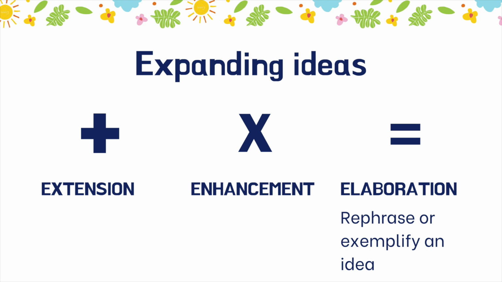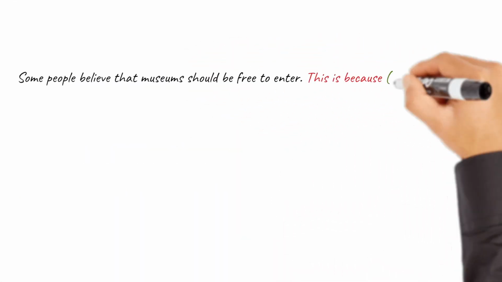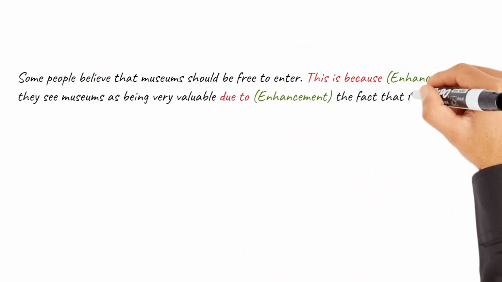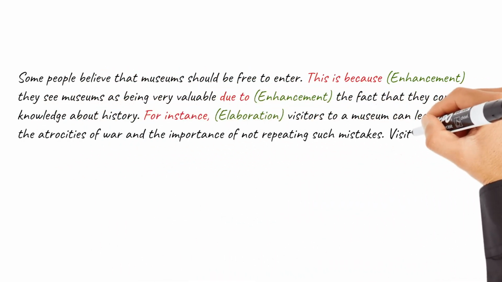Elaboration is like equivalence in mathematics. You can expand an idea by describing it in a different way. A good paragraph expands ideas using these 3 methods. Look at the following paragraph about museums to see examples of each type of expansion.